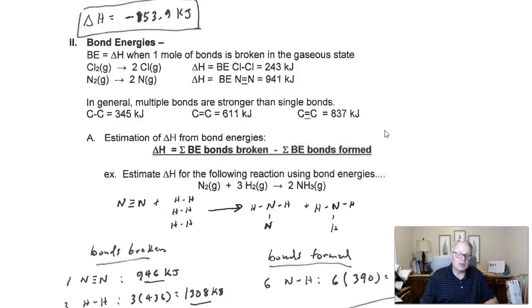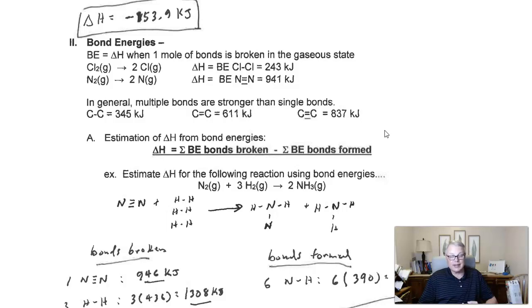How much energy do you think it would take to break a mole of carbon-carbon double bonds? Common sense would tell you twice as much, because you're breaking twice as many bonds, right? So 2 times 345, about 690? Is it 690? No, it's only 611. How much would it take to break a carbon-carbon triple bond? You'd think 3 times 345, so 1,000-something? No, it's only 837.